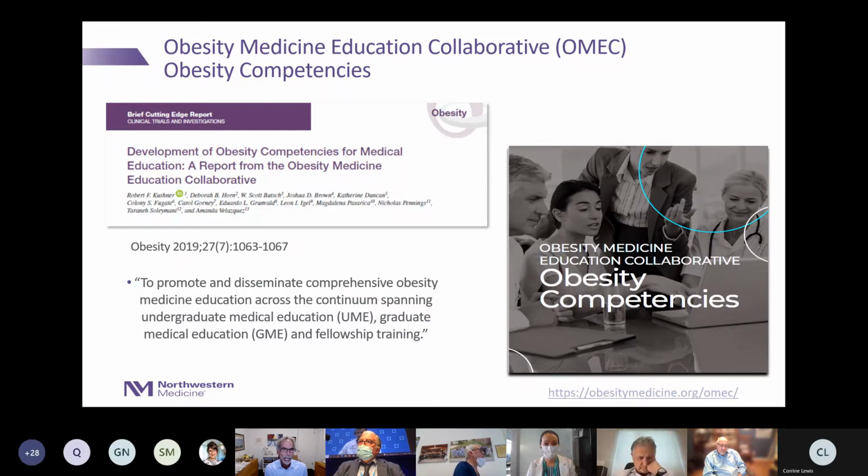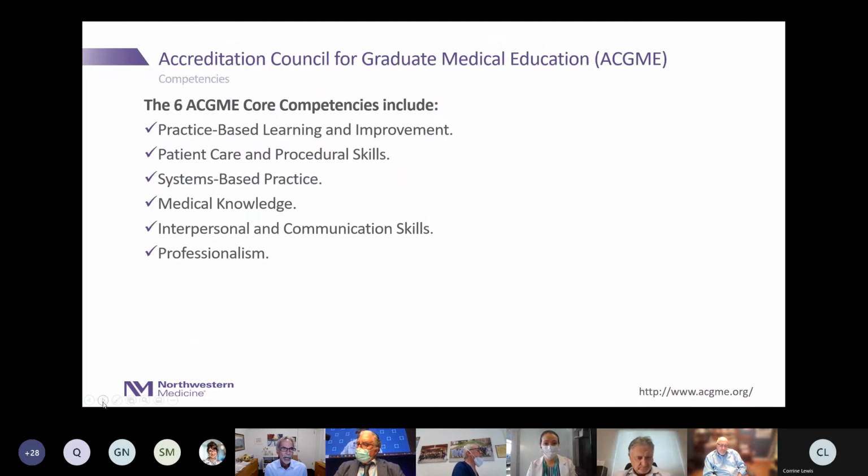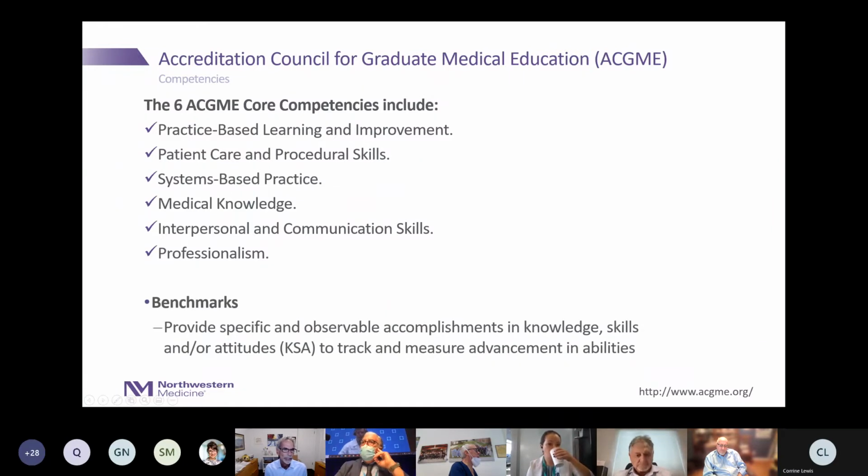Next slide, please. We anchored the competencies according to what our Accreditation Council for Graduate Medical Education, or the ACGME, uses, which are 6 core competencies, and they're listed here on this slide. We didn't want to reinvent the wheel. We wanted to anchor them to a familiar terminology for all of our educators. And we also developed benchmarks, and I'll show you an example of this in a moment. Not only did we develop competencies, but we actually developed benchmarks of where a trainer could actually see where their learner was along the continuum to advance their skills.